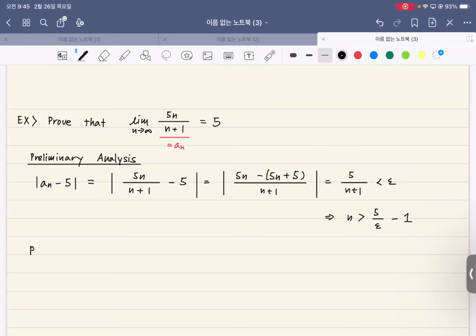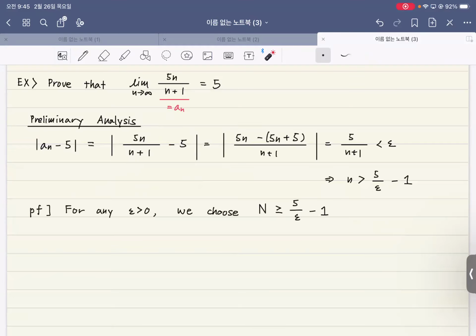Now this is the formal proof. Choose any epsilon. For any epsilon, we choose our integer, large N, to be any positive integer that is greater than or equal to 5 over epsilon minus 1. Now, for this epsilon, I have chosen my N. What I need to do is, if this small n is greater than this number, then I will need to verify that a_n minus 5, the distance, is less than this epsilon. But this is somewhat obvious.